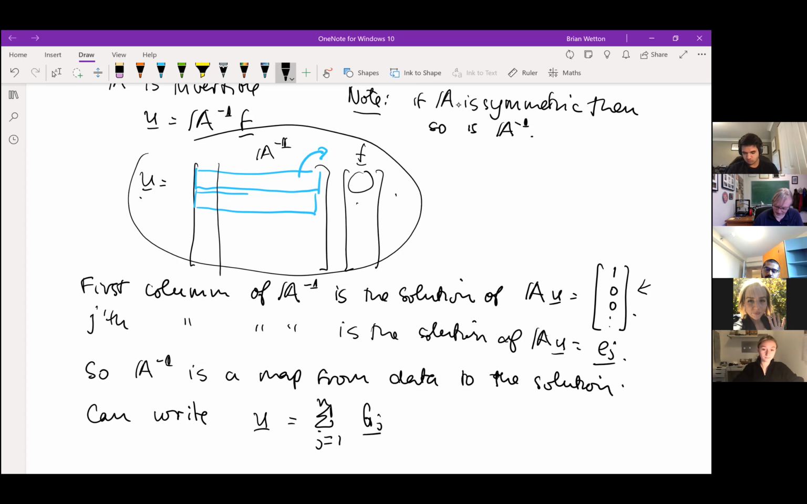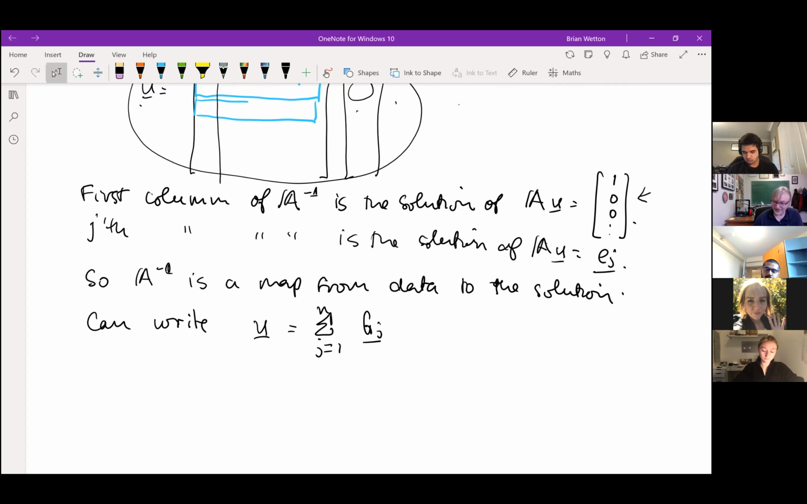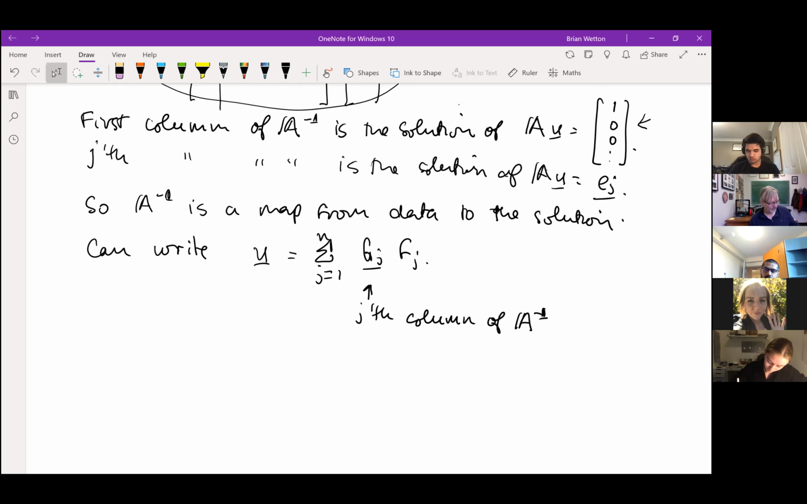I'm going to call the columns of the inverse matrix the vectors G, because it's going to be a Green's function coming up. This is the jth column of A inverse times the data. So every data contributes to the solution potentially at every point, if all of the entries of these vectors are nonzero. And that's one way to do it. Okay, so Green's functions are the analog of this idea.